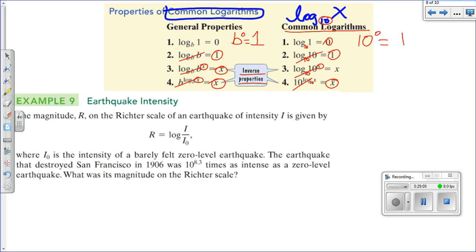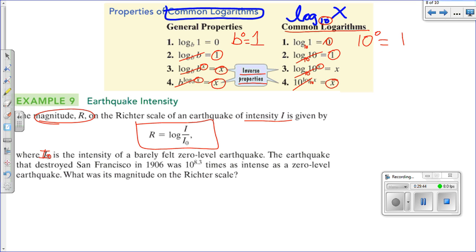Now with that, we're going to go ahead and move on to example 9. So we have the magnitude, which is capital R, on the Richter scale of an earthquake of intensity I. So intensity is I, and magnitude is R. It's given by the formula that you see here, where the I sub 0 is the intensity at a barely felt zero level earthquake. So that will be the initial intensity, or the intensity at time 0. That's why we have the sub 0.